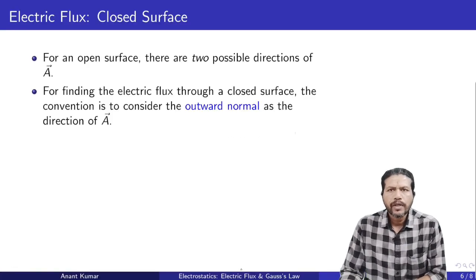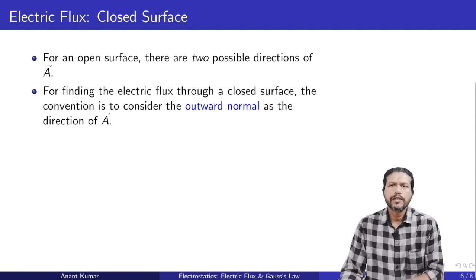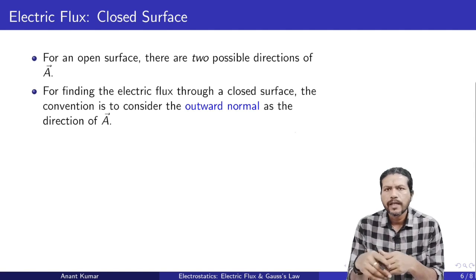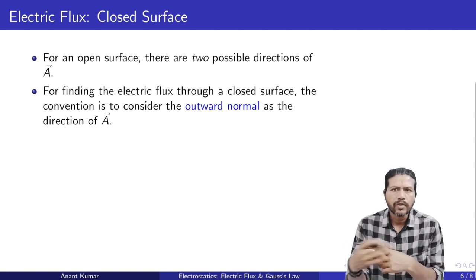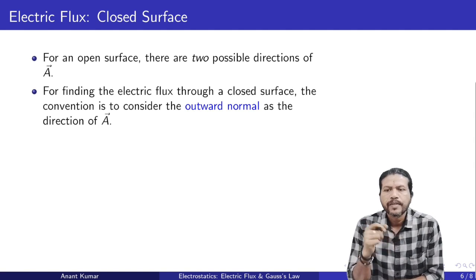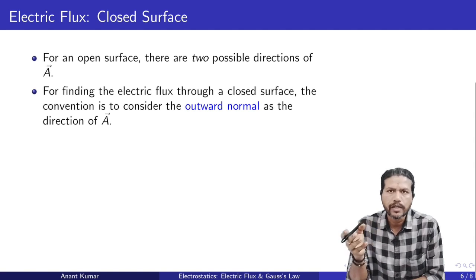However, when we are finding the flux through a closed surface, a closed surface is something which divides the entire space into two parts, one inside and one outside. Fine. So in a situation where we have to find the electric flux through a closed surface, the convention is to consider the outward normal as the direction of the area vector. So at every point we know what is inside and outside, so I must take the area vector which is pointing in the outward direction.